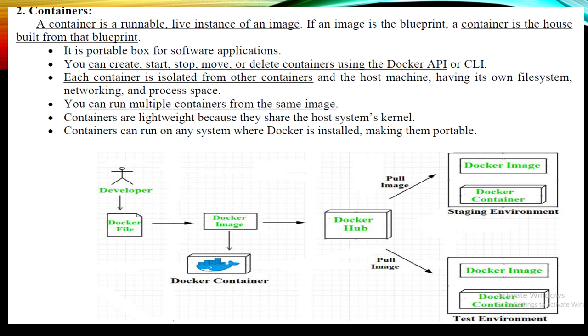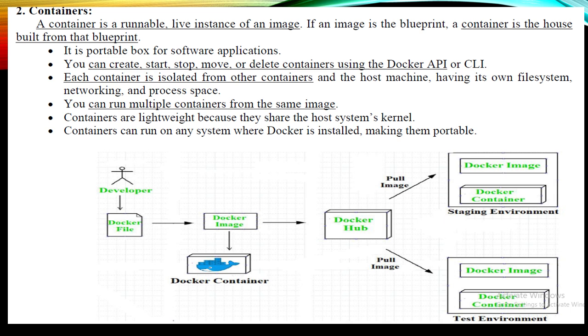You can create, start, move, delete and stop the container using the Docker API or CLI. Each container is isolated from other containers and the host machine, having its own file system, networking and process space. You can run multiple containers from the same image. Containers are lightweight because they share the host system kernel. A container can run on any system where Docker is installed, making them portable.